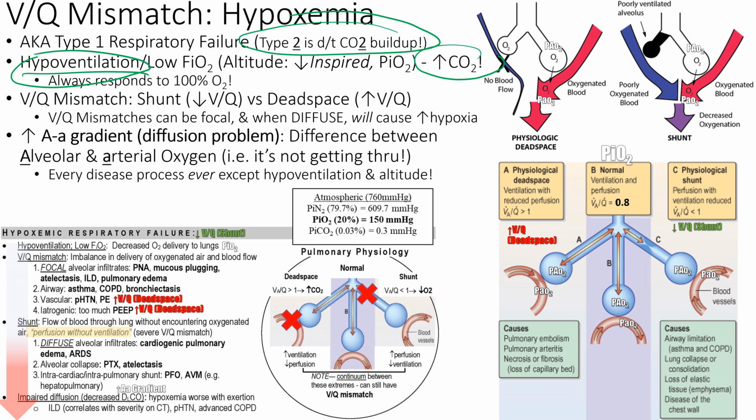So 21% is room air, right? But what if I go up to Mount Everest, or I go to a higher elevation? That's a decrease in the inspired oxygen, right? Or from underwater, that's a decreased inspired oxygen, right? These guys always respond to 100% oxygen. Give them 100% oxygen, these guys have no lung process. They don't have ARDS. They don't have a PE. They don't have any of these problems. All they have is a decreased inspired oxygen, right? Because either they're not ventilating or the oxygen in their atmosphere is low, right?